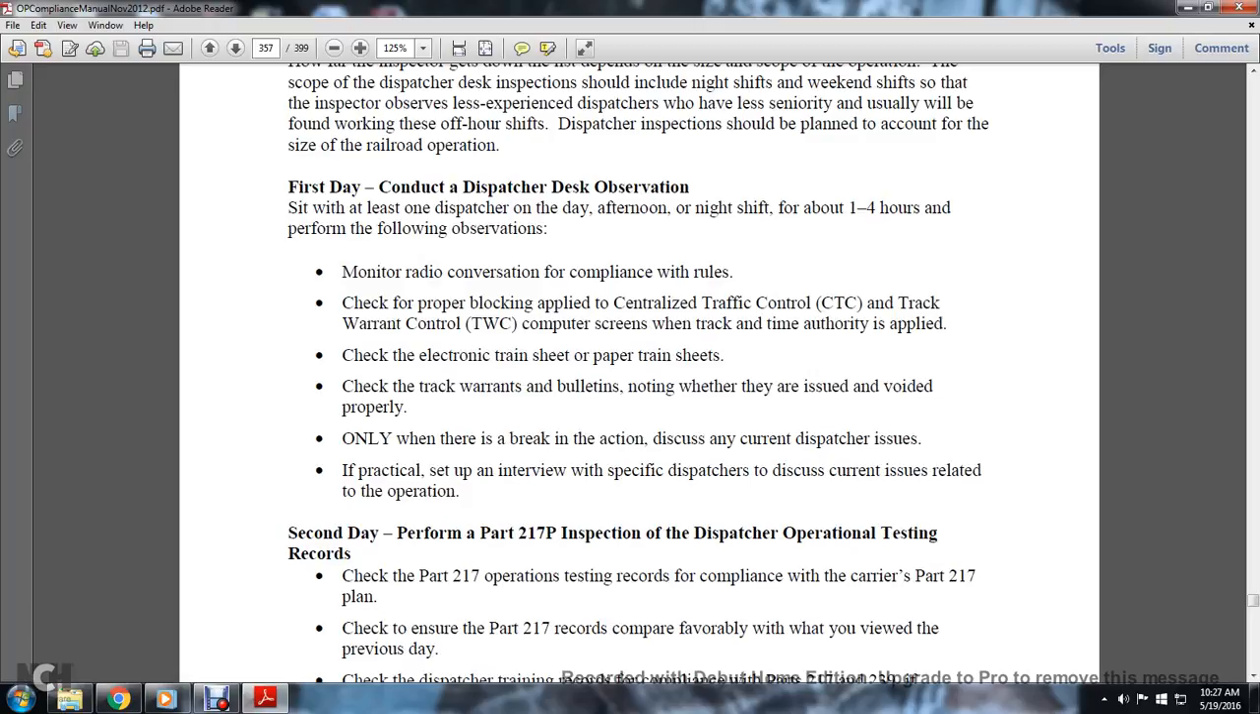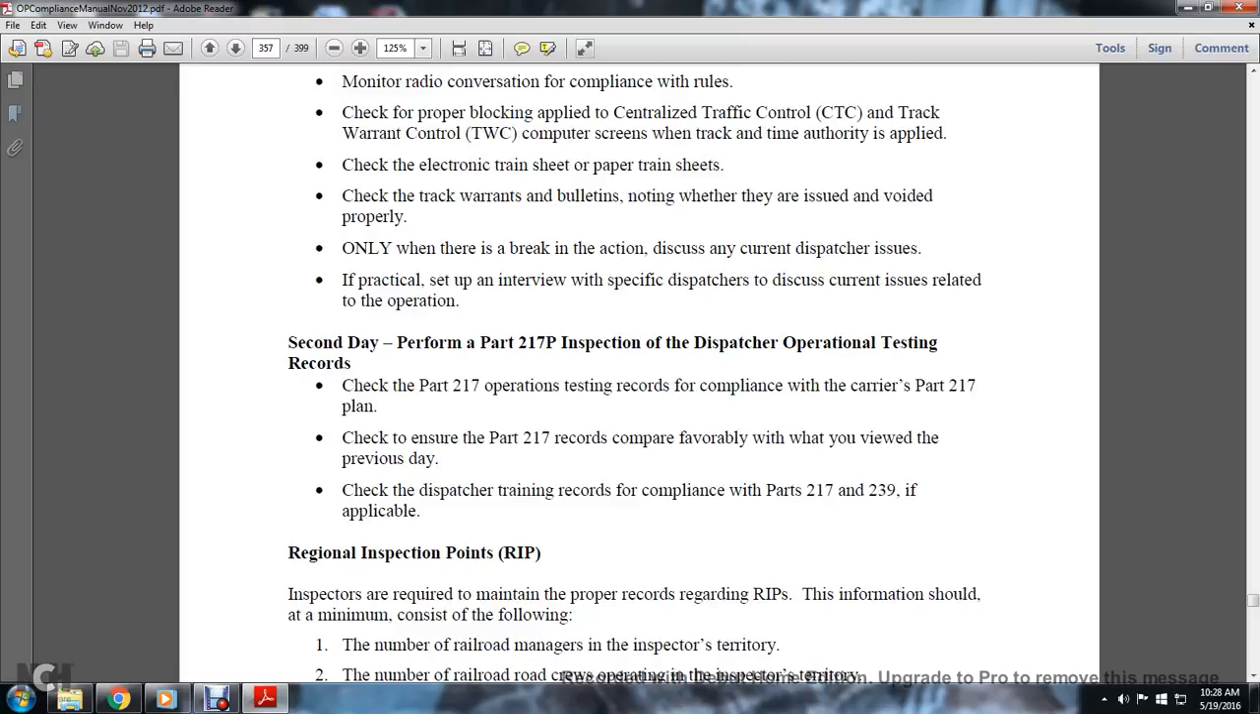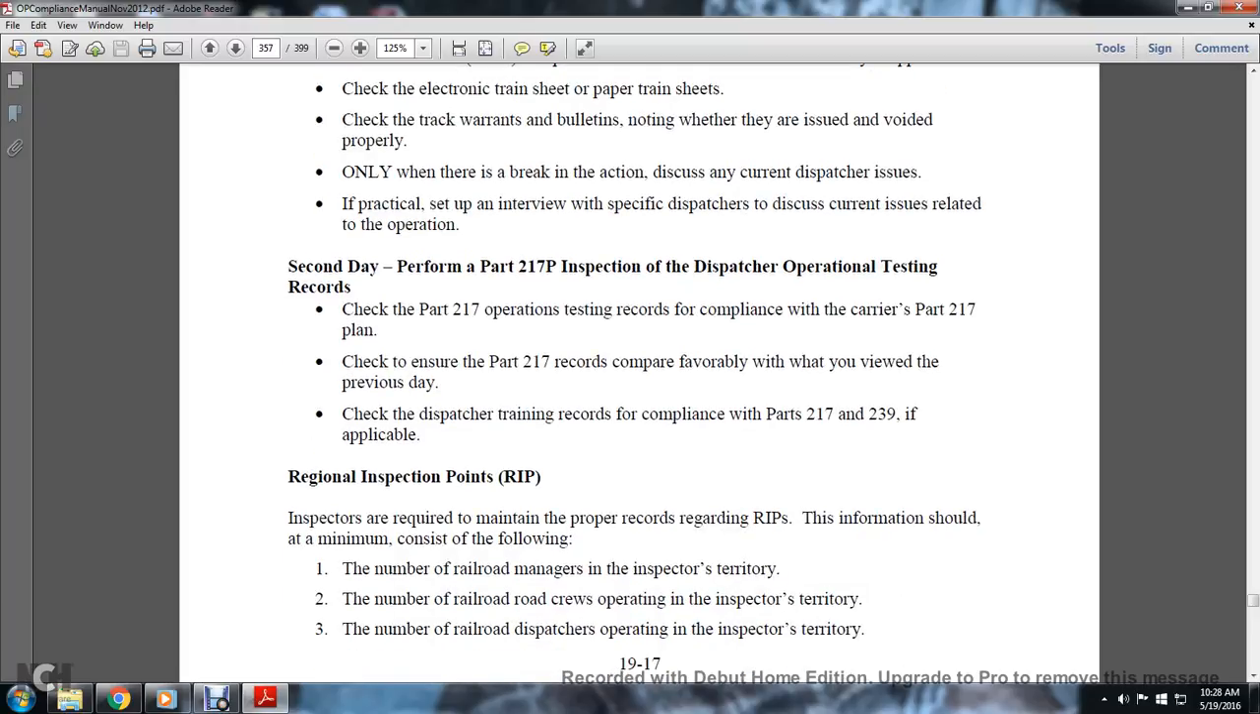Sit with at least one dispatcher on the day, afternoon, and night shift for about 1 to 4 hours and perform the following observations. Monitor radio communication for compliance with the rules, proper blocking and authority applied with the central traffic control, track warrant control, and computer screens when the track and type of authority is applied. Check the electronic train sheet or paper train sheets, and check the track warrant bulletins, noting whether they are issued only where there is braking action. Discuss any current issues with the dispatcher if practical, and interview the special dispatcher to discuss current related issues.